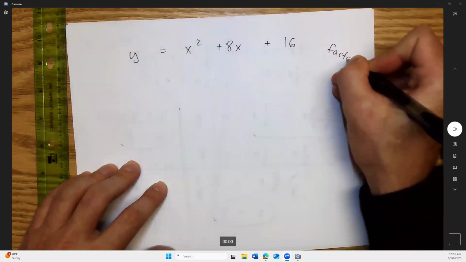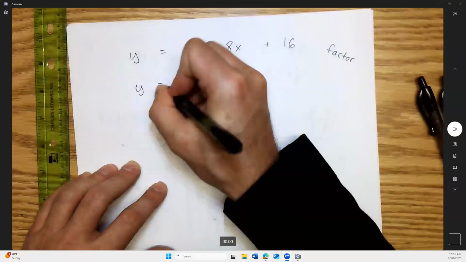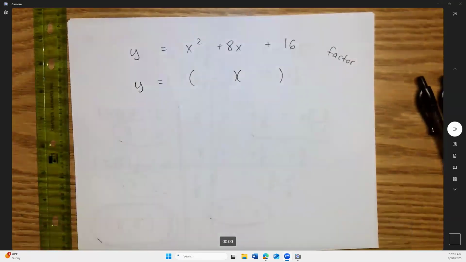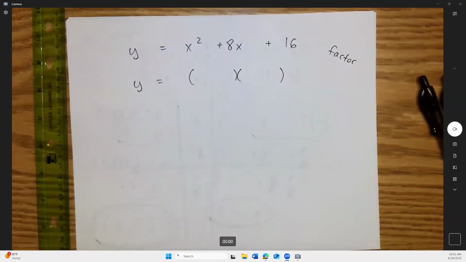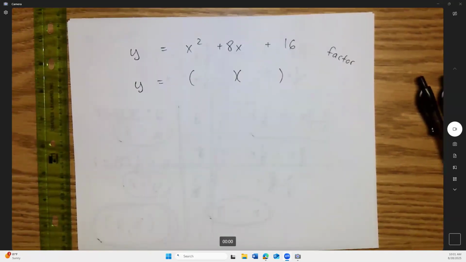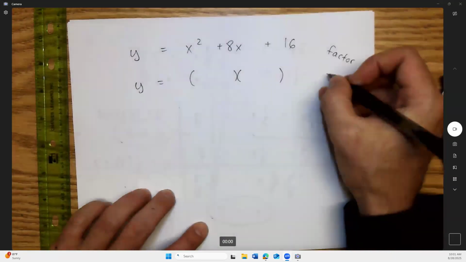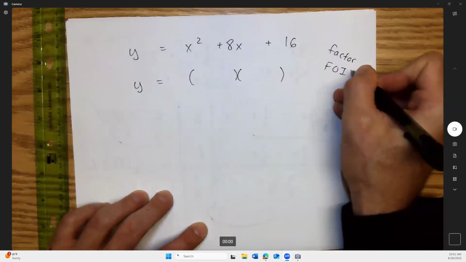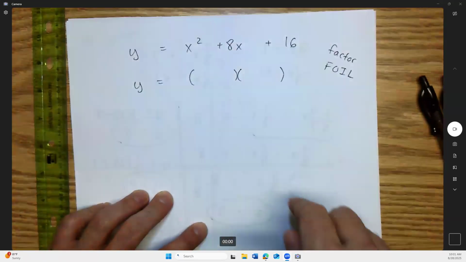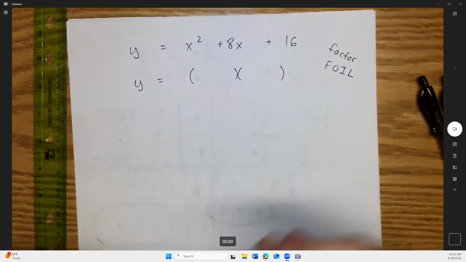Can you guys factor that? So y equals, going to do something kind of like that, right? Let's go ahead and factor that. You guys remember factor is the opposite process of FOIL. So once you think you have the correct answer, you can FOIL and see if it leads you back to the original statement. Kind of a backwards process.